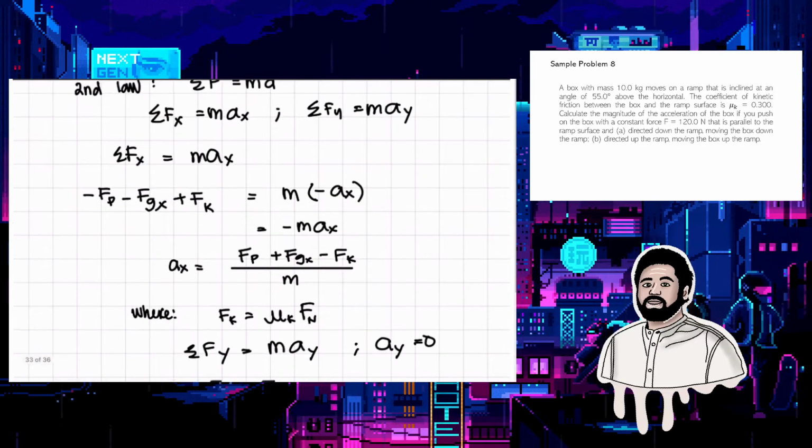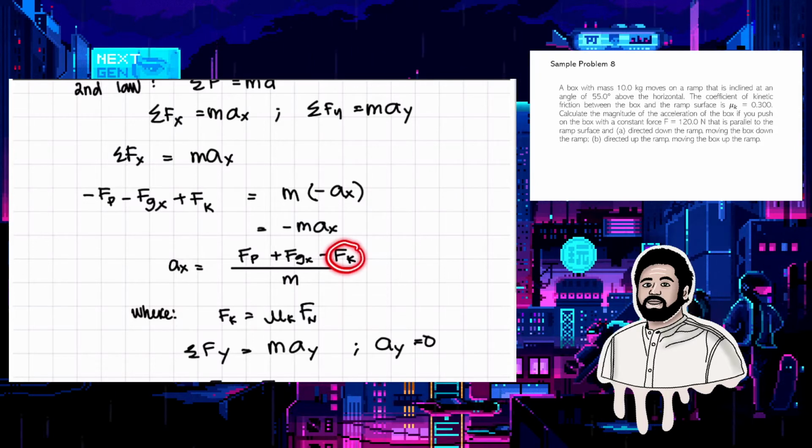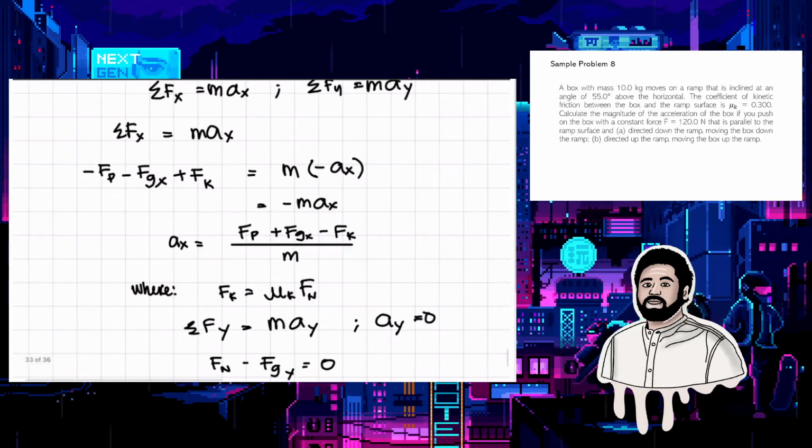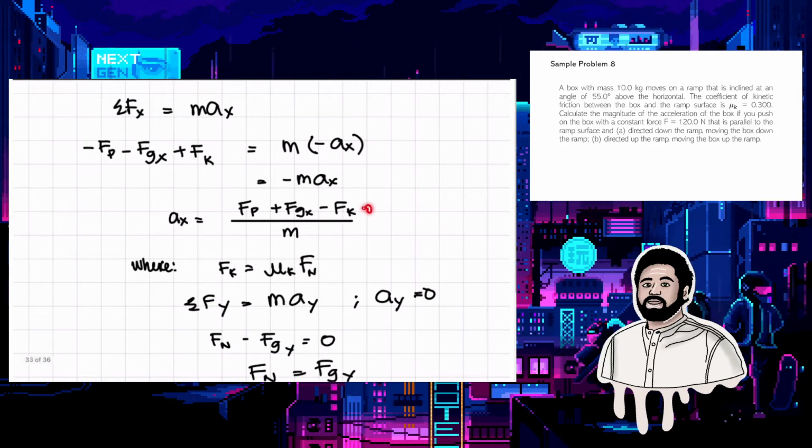And then we have to solve for the acceleration. I just put it ax now. I isolated ax. So ax is equal to Fp plus Fgx minus Fk over m. So I have to solve for Fk first because I already know Fp, and then I can solve for Fgx already. So Fk, the kinetic friction force, is always equal to the coefficient of friction times the normal force. So I don't know the normal force yet, but I can solve for the normal force using summation of forces along the y.